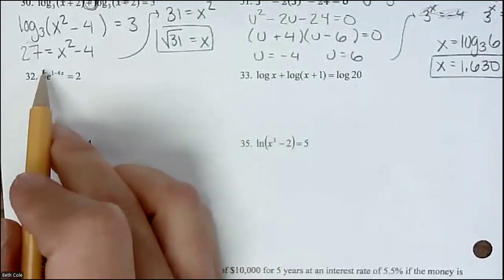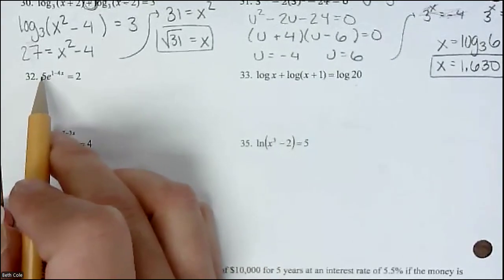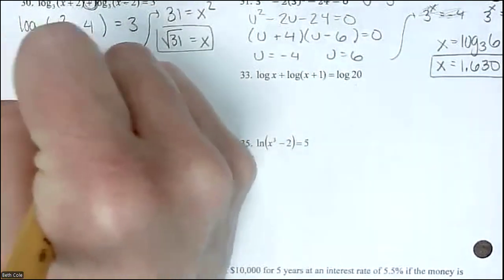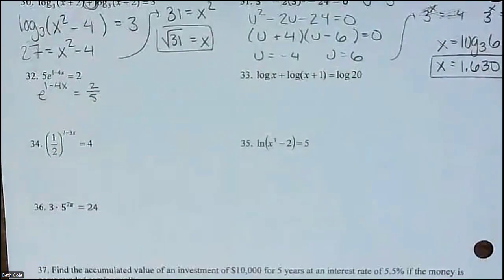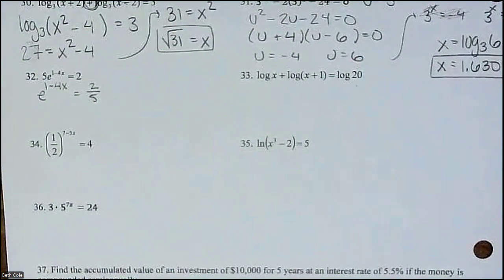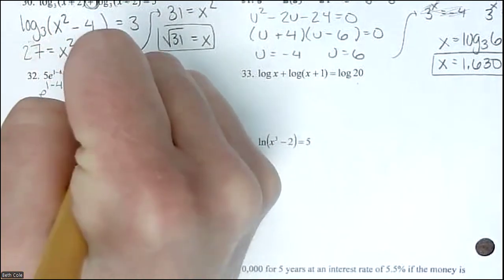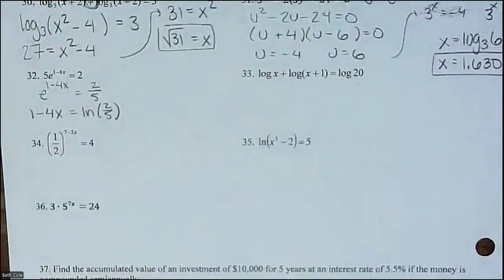What would you do to get rid of the 5 in this one? Yeah, divide. So e to the power of all that stuff equals 2/5. Just divide the 5 over. Then what do you think? Since there is an e, ln. It's going to be 1 minus 4x equals ln 2/5. To cancel out e, you use ln.